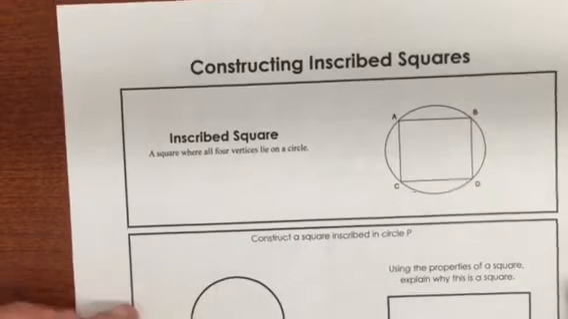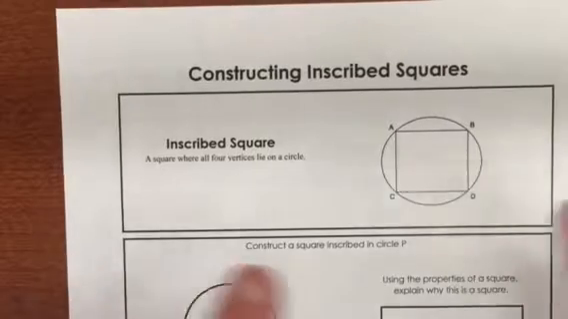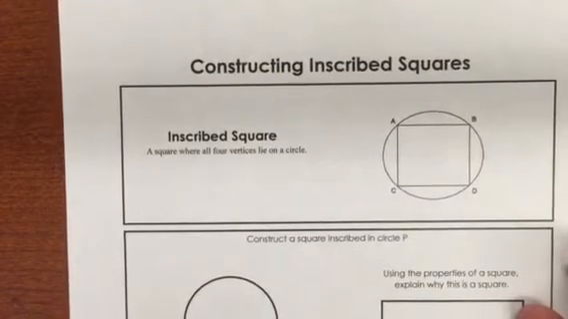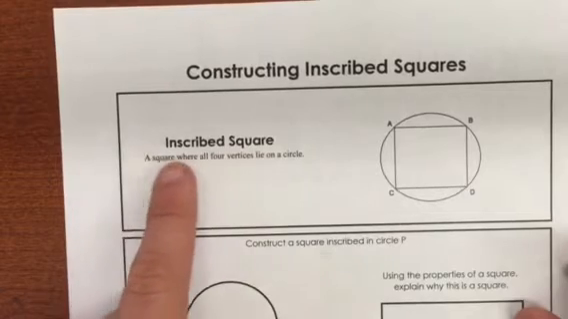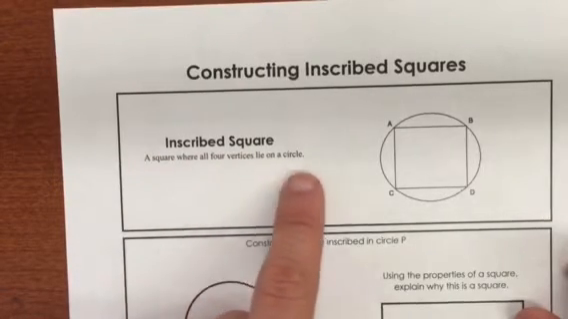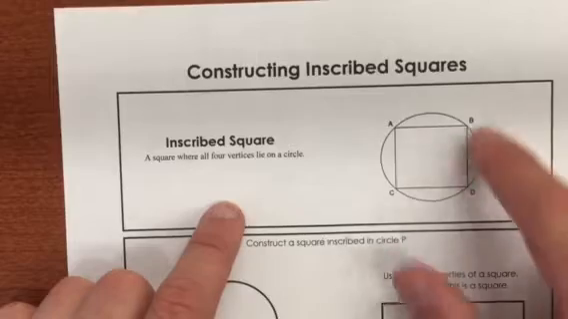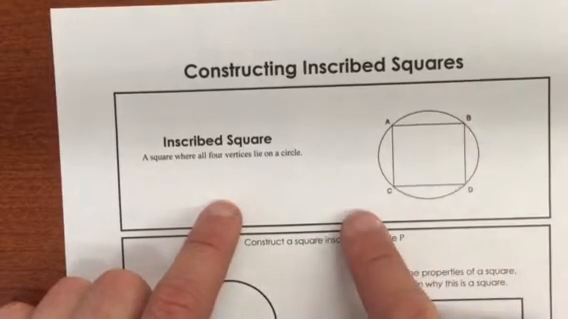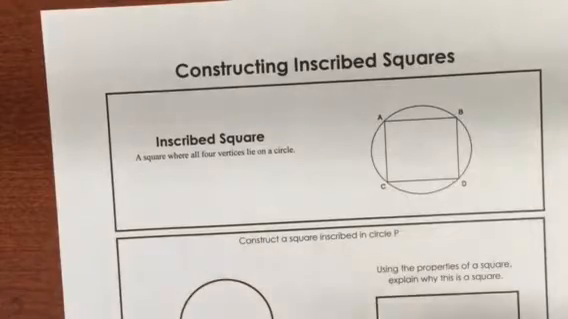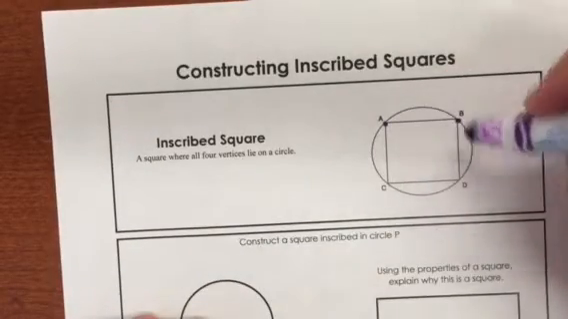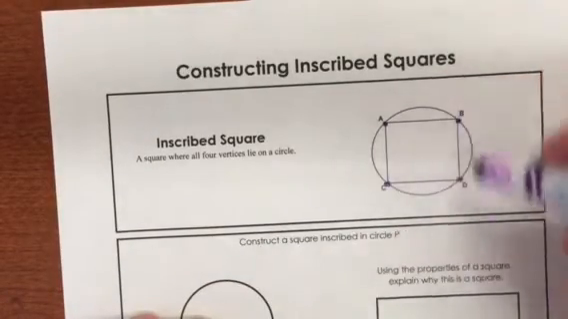All right, for our next lesson, we're going to be constructing inscribed squares. Before we construct them, we should probably know what is an inscribed square. An inscribed square is a square where all four vertices lie on the circle. So we have ourselves a square here, A, B, D, C, and we see that all four vertex points lie on the circle. So A, B, D, and C all lie on the circle.